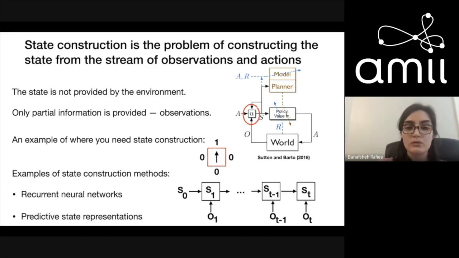For example, for the simple problem, if I know that when I turn left, I see observation 1, I know that I'm in the state at the right. Or if I know that if I turn left twice, I see observations 0 and then 1, I know that I'm in the state at the bottom.